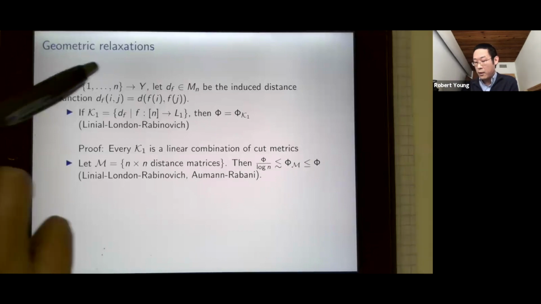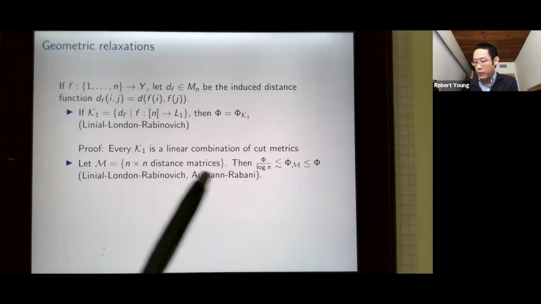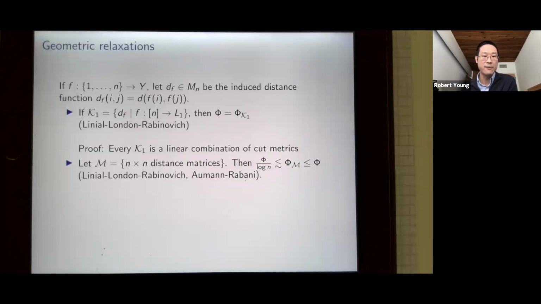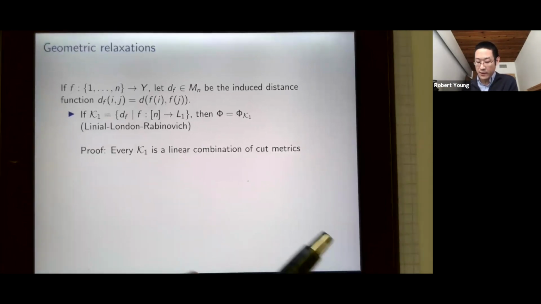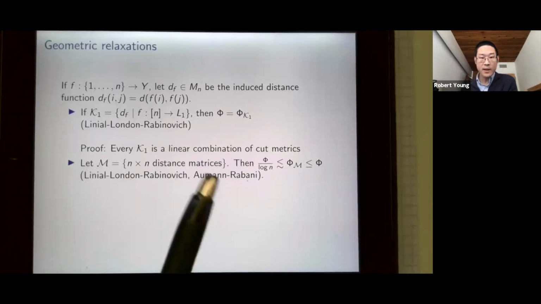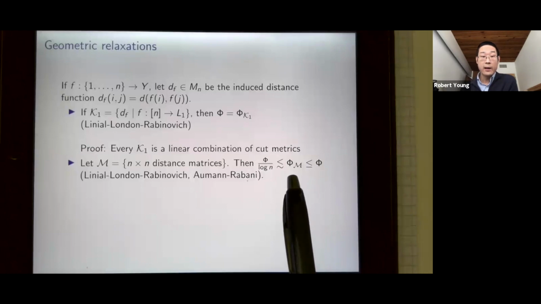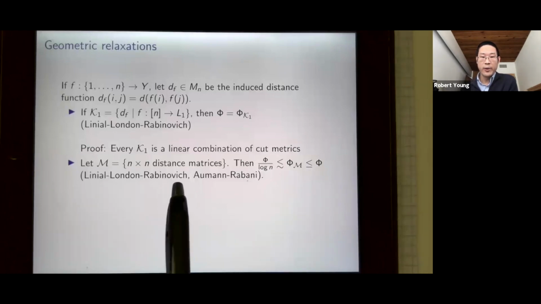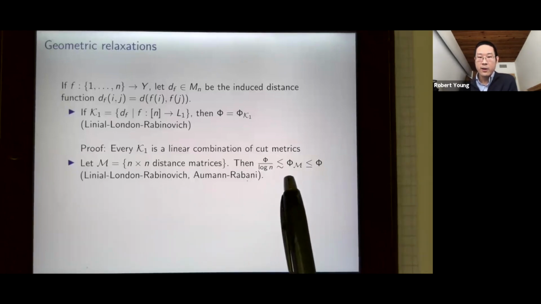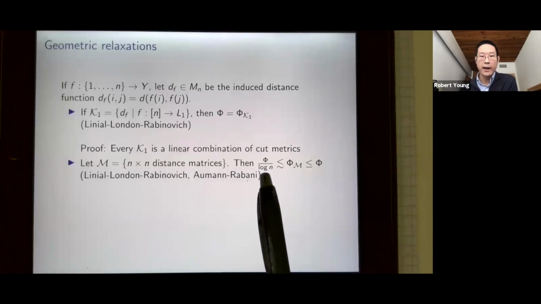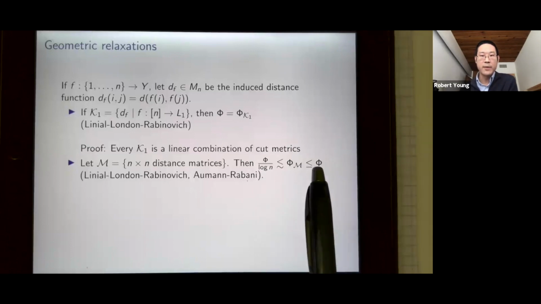Namely, instead of just considering maps to L1, let's consider all possible distance functions on endpoints, all possible endpoint metric spaces. Then we get a set of distance matrices M, and you can show, and this is a theorem of Linial, London and Rabinovich and of Aumann and Rabani, that the minimum over all the distance matrices is within a factor of log n of the minimum over the cut metrics.